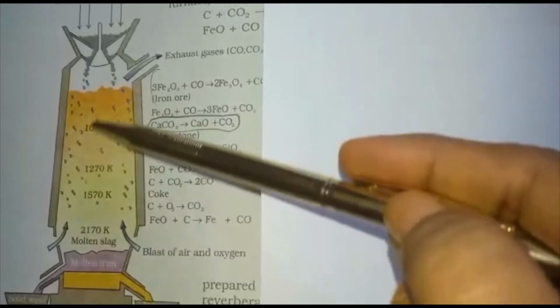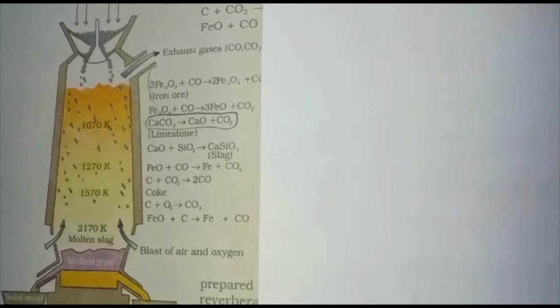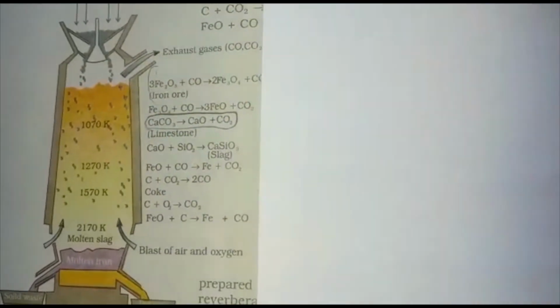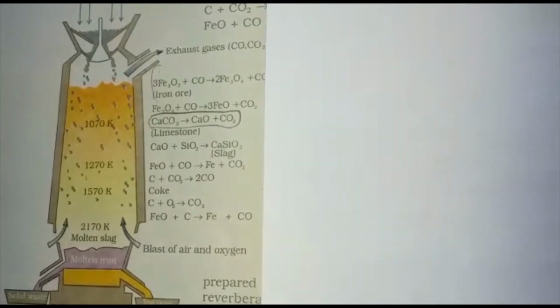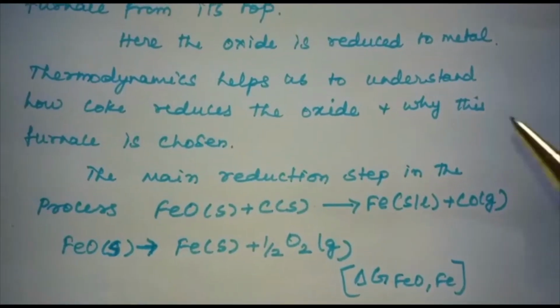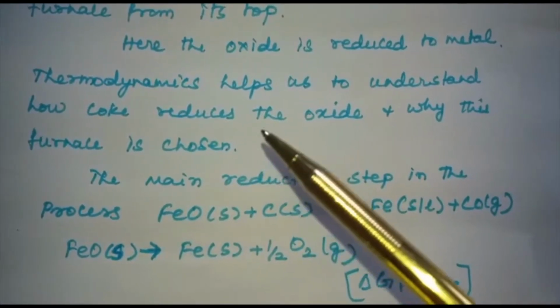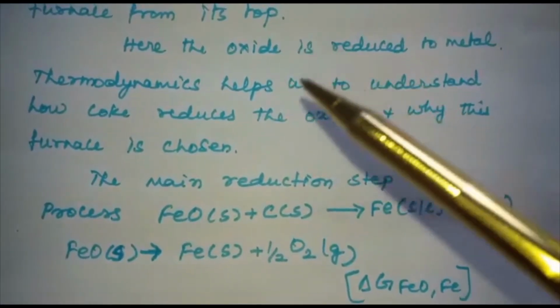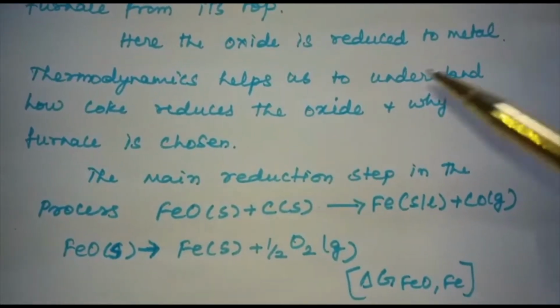Here the oxide is reduced to metal in steps. Thermodynamics helps us to understand how coke reduces the oxide and why this furnace is chosen. Why is the blast furnace chosen for the extraction of iron ore? This is because it will reduce the concentrated ore chemically to its liquid metal state.